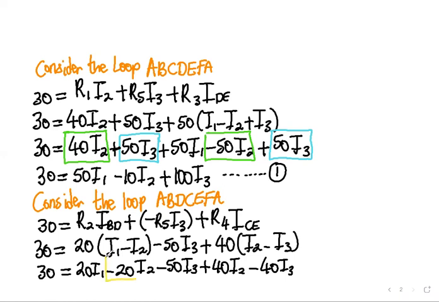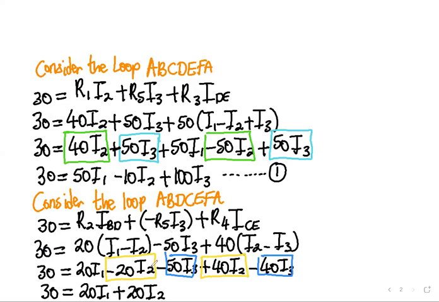So this one of negative 20 I2 goes hand in hand with this one of 40 I2. And then this one, which is negative 50 I3, is gonna go with that one. So you must make sure that you pair them nicely. So with that being said, what are we gonna have here? We're gonna have 30 equals 20 I1, and then plus 20 I2, because negative 20 plus 40 is gonna be 20 I2.